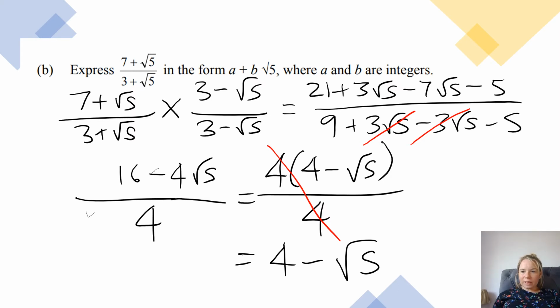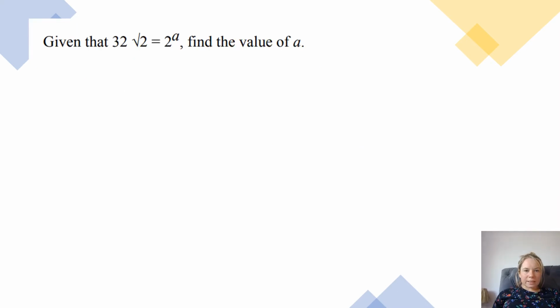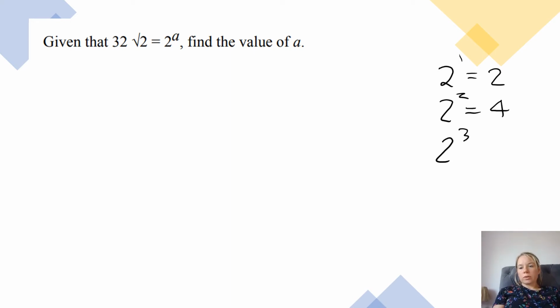Okay, our next question is here, 32 root 2 equals 2 to the power a. Now what you need to look at here, you've got all of these you can put into as base 2's. Now base 2 means that 2 to the power 1 equals 2, 2 to the power 2 is 4, 2 to the power 3 is 8. It's going to keep going until I get 2 to the power 5.